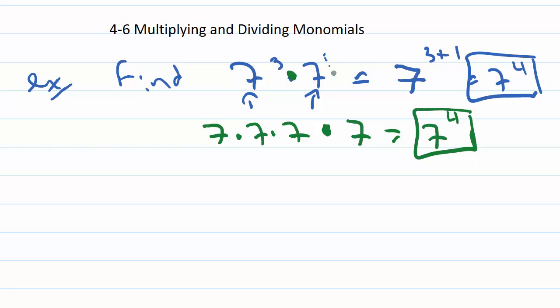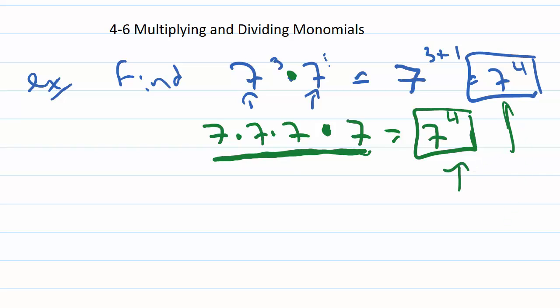So I don't always have to use this rule, and that's what's great about math. If I don't recognize it, which is, in my opinion, the hardest part about algebra, recognizing what it is you're looking at. If I don't recognize this as multiplying powers with like bases, that's okay. I can always use the definition of exponents that we know and still come up with the exact same answer.